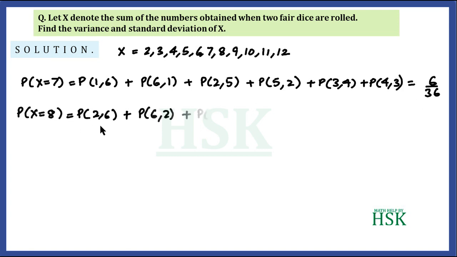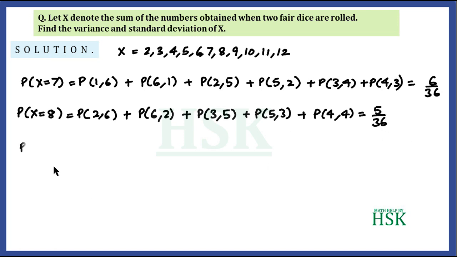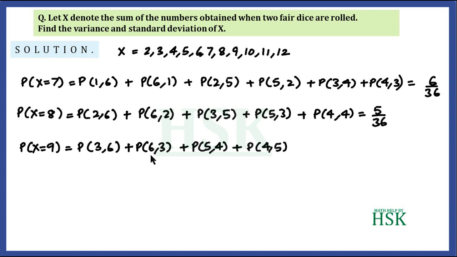Probability of X equal to 8 would be equal to probability of getting 2, 6, probability of getting 6, 2 plus probability of getting 3, 5 plus probability of getting 5, 3 plus probability of getting 4, 4. You can count them, they are 5 in number, so this would be equal to 5 by 36. Similarly, probability of X equal to 9 would be equal to probability of getting 3, 6 plus 6, 3 plus 5, 4 plus 4, 5, and this would be equal to 4 by 36.